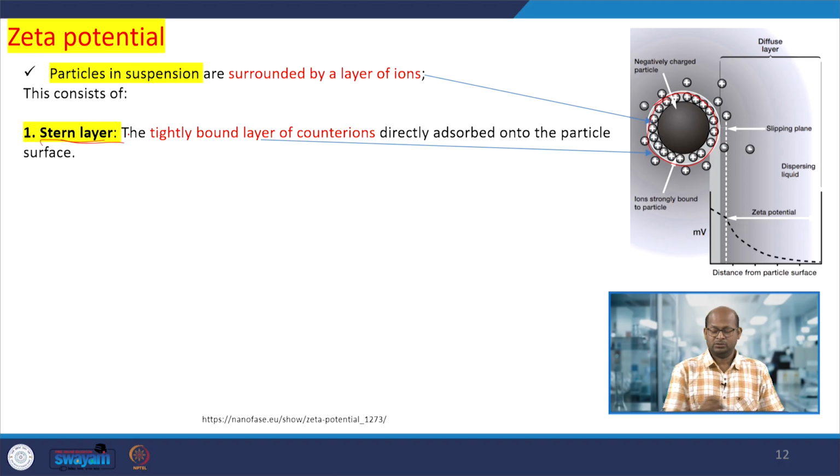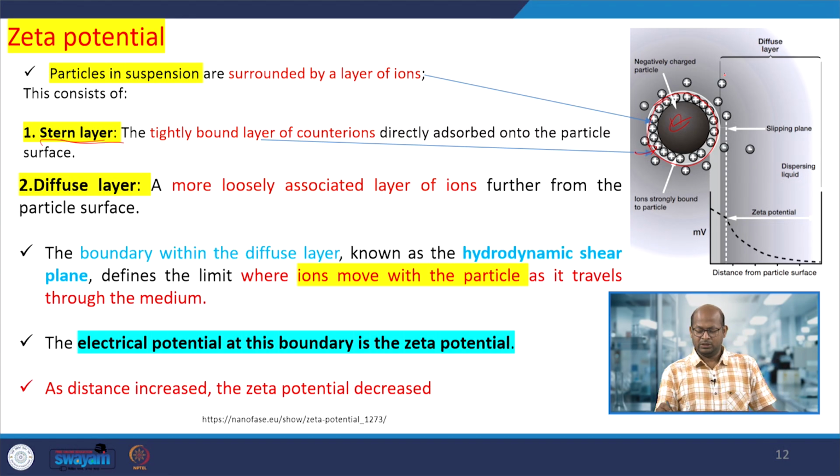Okay, the Stern layer. So in this is the particle. In the outer surface of the particle, some positive or negative ions form a layer, that is the Stern layer, and after that, apart from these layers, there is what is called the diffuse layer, a more loosely associated layer of different ions that is present around that particle.